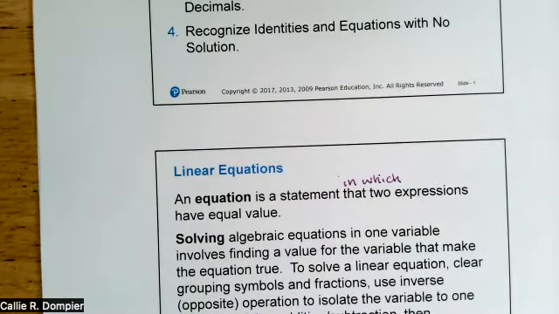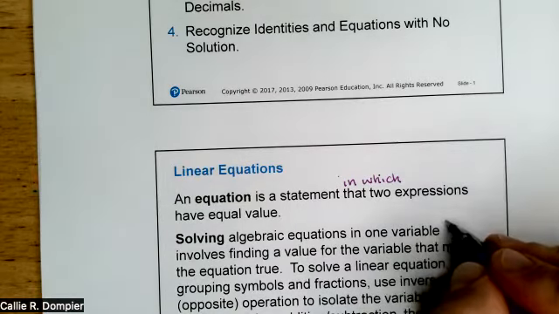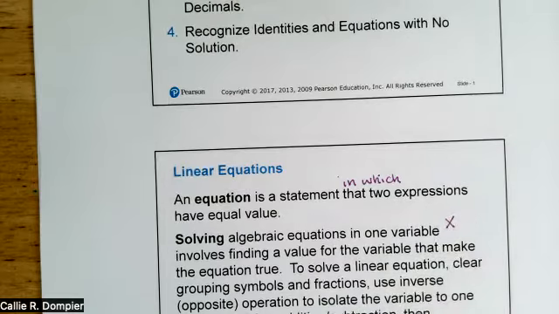Solving algebraic equations in one variable involves finding a value for the variable. So when we say variable, we usually just mean x or some other letter. So it involves finding a value for the variable that makes the equation true. Clear grouping symbols and fractions, use opposite operations.